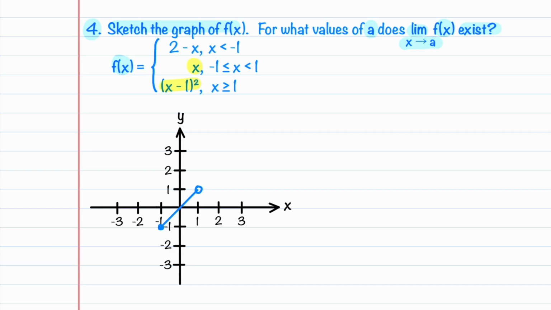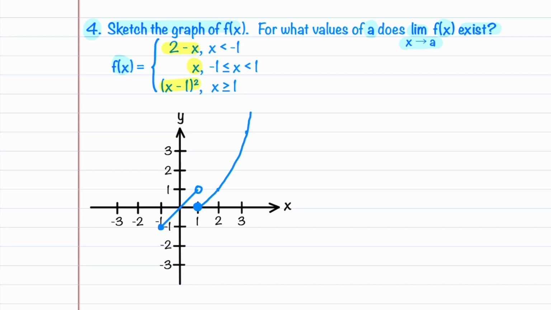That is a parabola. It opens upward, and it's centered at the point 1, 0. It's defined at x is equal to 1, so we'll put a closed circle here, and then go ahead and plot the parabola. When x is 2, our function is 1. When x is 3, we have 3 minus 1, which is 2. That becomes squared, and it's equal to 4. So we can go ahead and graph the parabola.